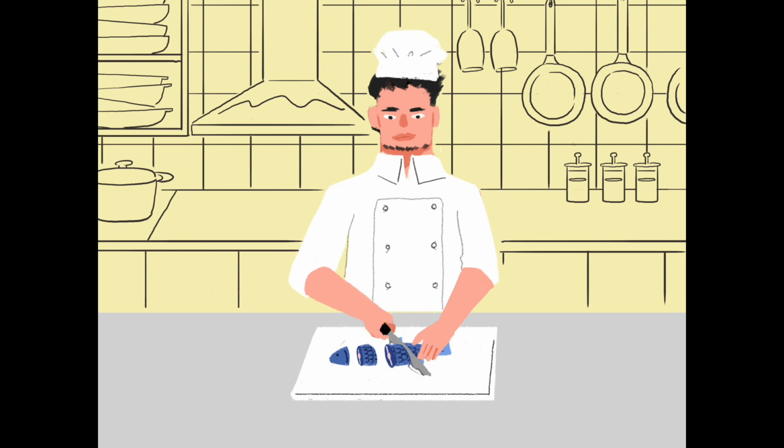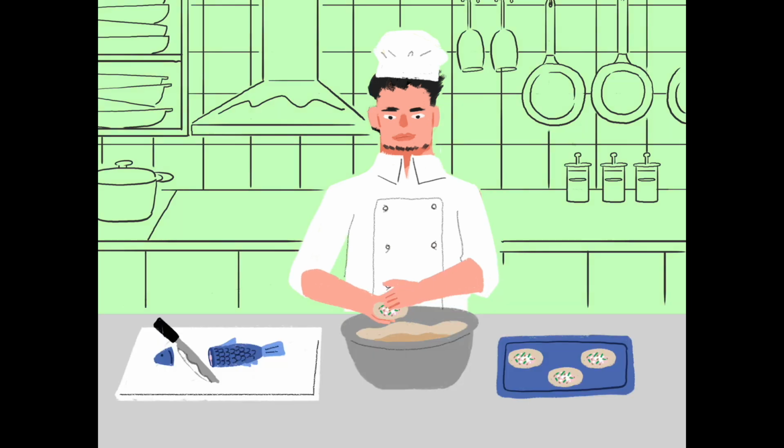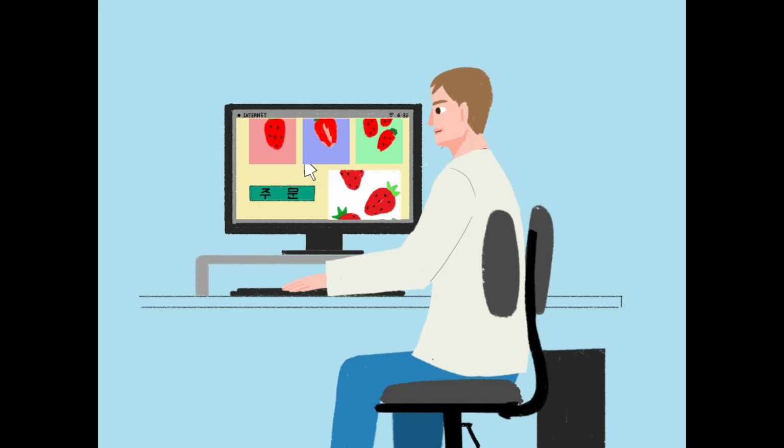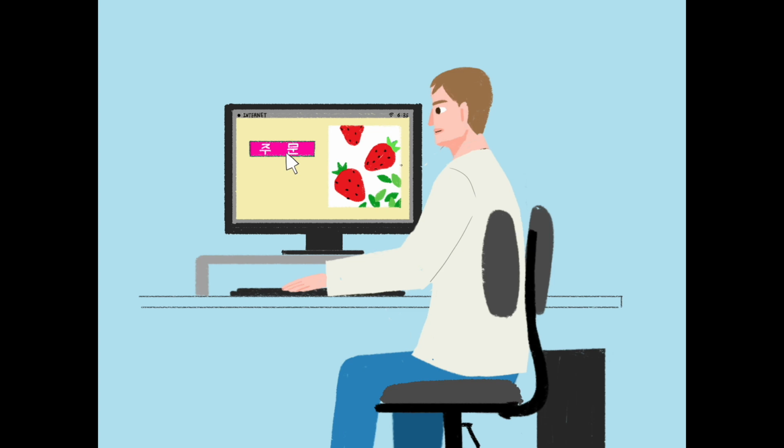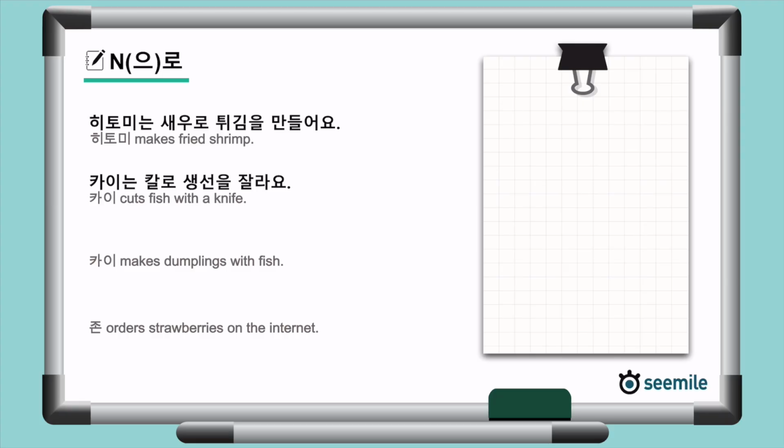카이는 칼로 생선을 잘라요. 카이는 생선으로 만두를 만들어요. 존은 인터넷으로 딸기를 주문해요. What information can you find out about the 새우 from this sentence?